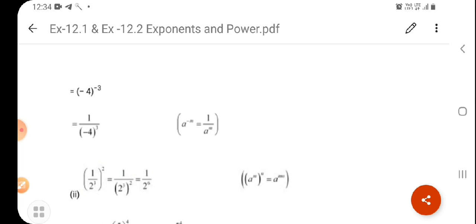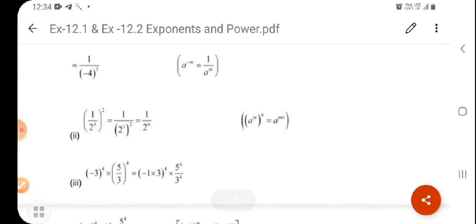Now in the second part, 1 upon 2 to the power 3 whole square, which is equal to 1 upon 2 to the power 3 square, which is equal to 1 upon 2 to the power 6. Okay, so here (a to the power m) to the power n is equal to a to the power mn. There are identities we have to follow. Here there is a power on another power, the power 3 of 2, and another power on the bracket, which is 2. So there are two powers, the powers get multiplied and we get the answer 1 upon 2 to the power 6.